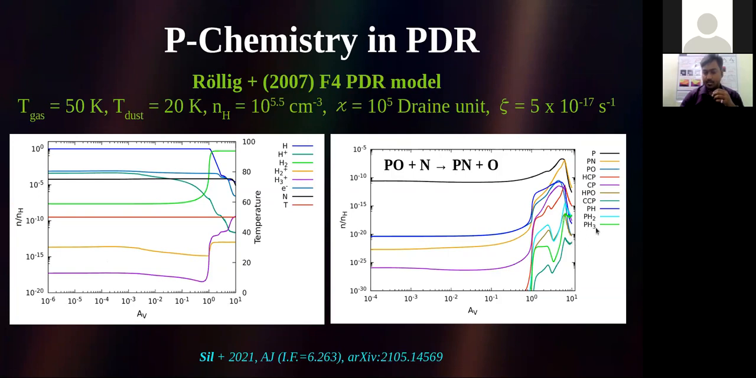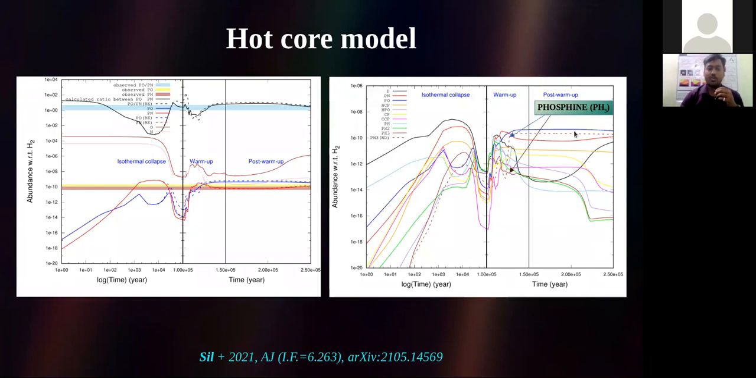And now we move to our next part, which is the dense cloud region, or mainly the radiation-shielded region. Since PH3 cannot be formed in the diffuse cloud environment or the PDR environment, it has very low abundance there. So to check the abundance of PH3, or phosphine, we model the hot core region. For this modeling purpose, we used our gas-grain chemical code, considering an isothermal collapsing phase, a warm-up phase, and a post-warm-up phase, and find that phosphine forms at a very high abundance, roughly of the order of 10 to the power minus 10. And if we consider its destruction pathways using H and OH, which were not considered in previous studies, we see a realistic estimate of its abundance, roughly of the order of 10 to the power minus 12 to minus 13. This is the brown dashed curve.